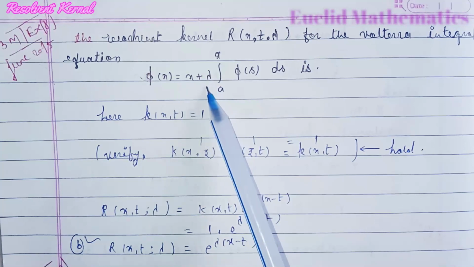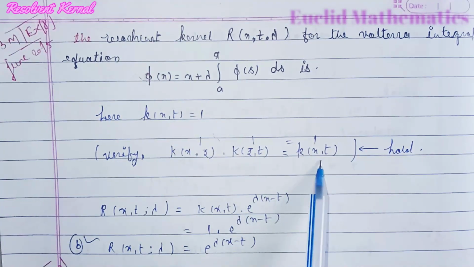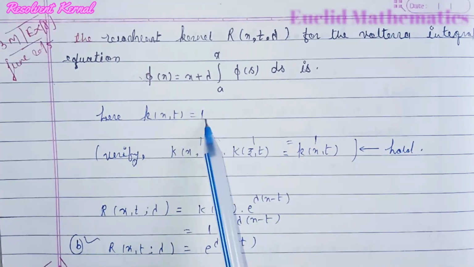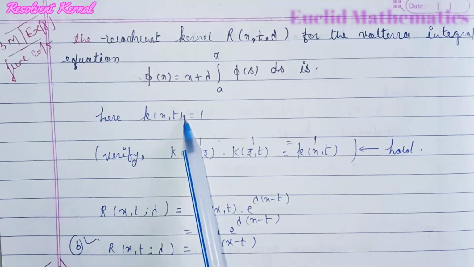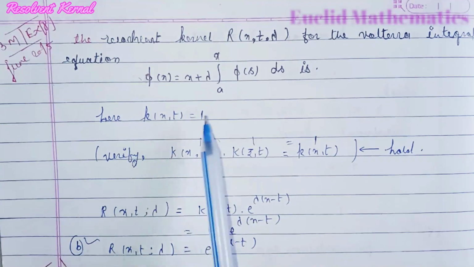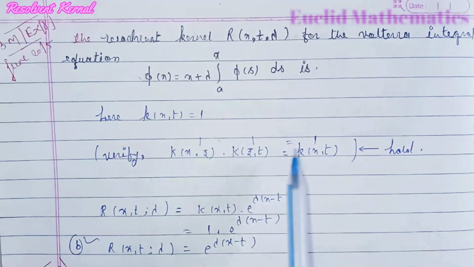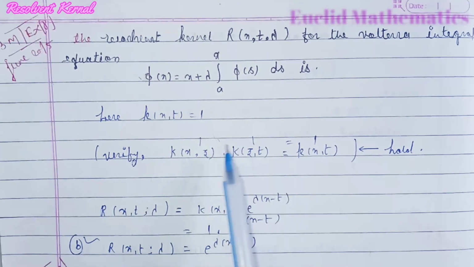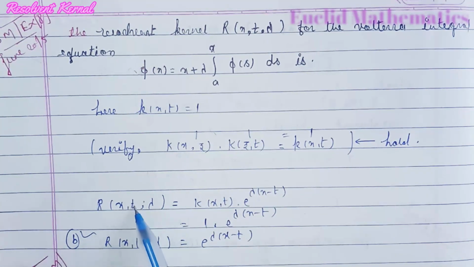First of all, check our first property: k of x, z into k of z, t is equal to k of x, t. Does it hold or not? If it is constant, surely this will come as 1, this will come 1 and this will come 1. So k of x, t is 1, k of z, t is also 1, and k of x, z is also 1. Now substitute these values here, we get 1 equals 1. So the right hand side and left hand side are both equal.